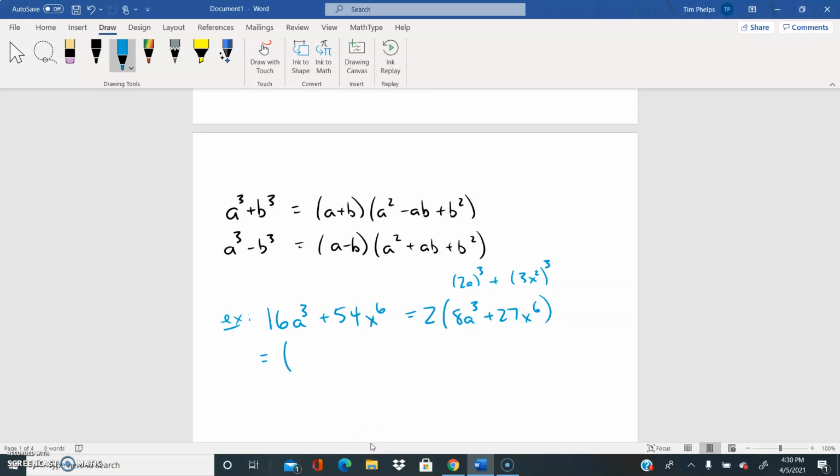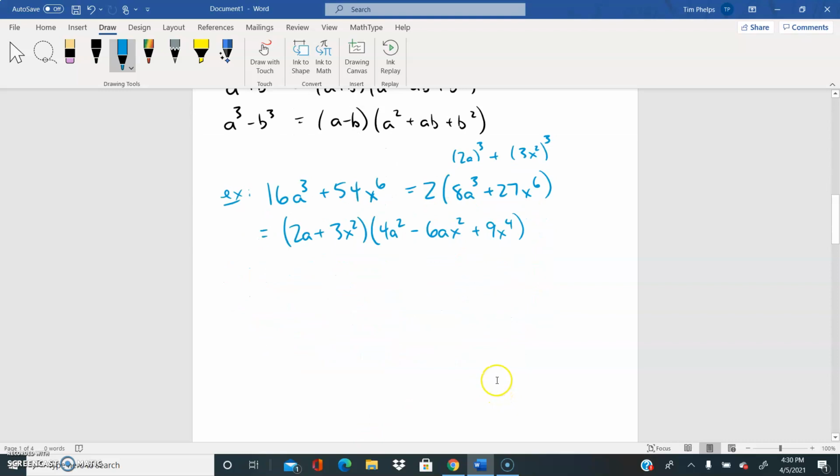So put that in my formula. So I have basically 2a plus 3x squared, times 2a squared, which is 4a squared, minus a times b, so it'd be 6ax squared, plus b squared, so that'd be 9x to the fourth, if I just square the b term for that. Difference of two cubes is done the same way. Just the formula, the signs are off by a little bit there.